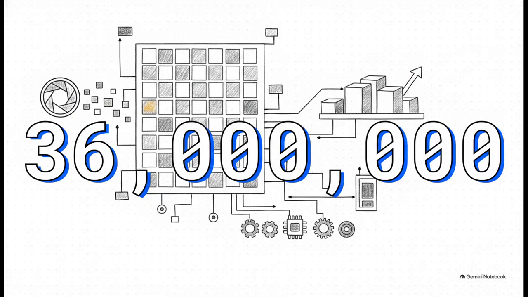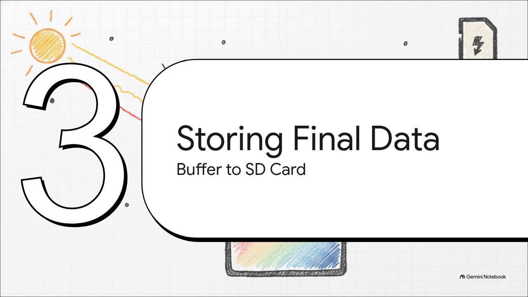And rebuilding this reality requires some serious processing power. Just think about the sheer scale for a second. 36 million. If you're shooting a standard 12-megapixel image and it's processed at 24 bits per pixel, the camera instantly generates 36 million bytes. That's 36 megabytes of uncompressed data for just one single photograph. It's absolutely incredible. Which brings us to our final stage, Section 5, storing the final data, buffer to SD card.